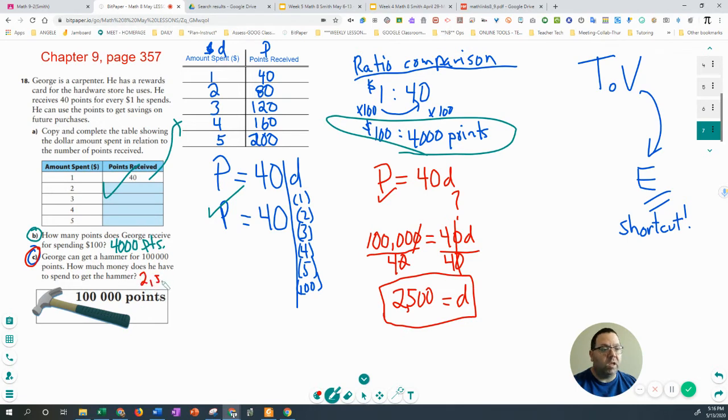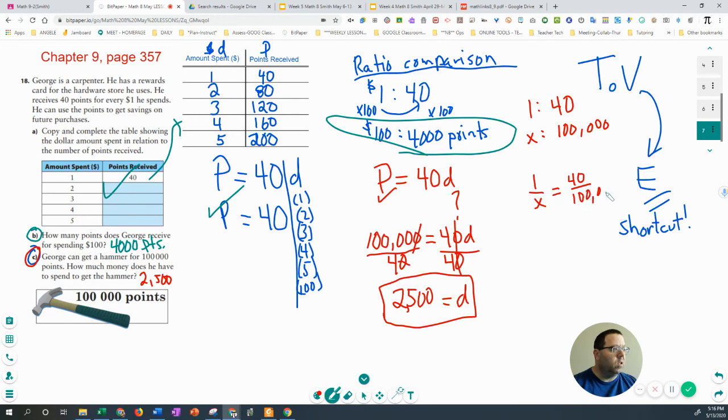Now, there's another way you could have set it up. You could have set up a ratio. You could have said, Mr. Smith, I know that the ratio of 1 to 40 is the same as X is to 100,000. And you know what you could have done here? You could have cross-multiplied. It would have looked like 1 over X, 40 over 100,000.